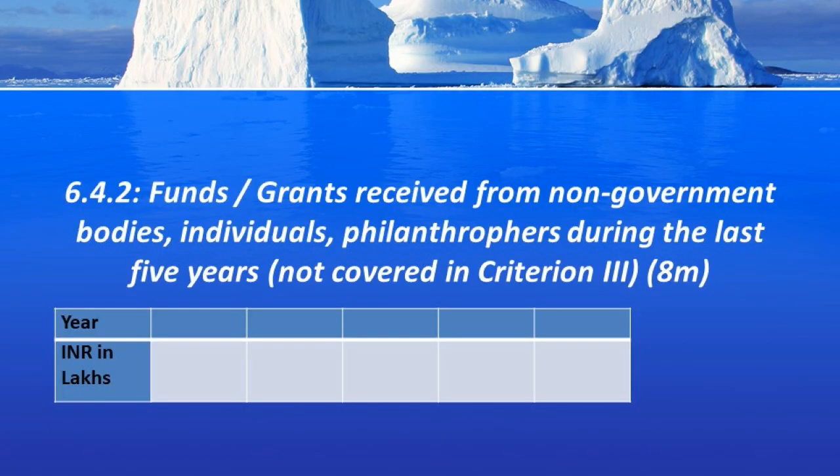6.4.2. It talks about funds or grants that have been received from non-government bodies, individuals, philanthropists during the last 5 years, which is not covered under Criterion 3. Now you are able to see funds coming from the government are considered in Criteria 3 for research, funds coming for fees have been counted in Criteria 5, and funds coming from anywhere else are mentioned here. What is the organization doing on its own to see to it that funds constantly keep on coming? How is it getting linked up to its stakeholders so that individual philanthropists are contributing?